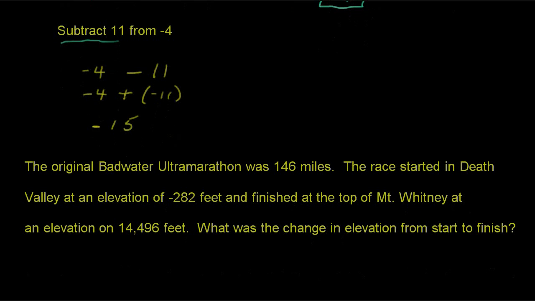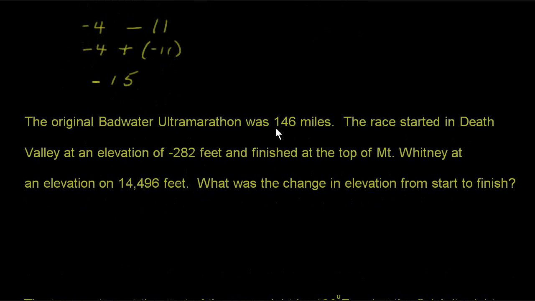Next problem is a longer word problem. Plenty of words in this one. It says the original Badwater Ultramarathon was 146 miles. The race started in Death Valley at an elevation of -282 feet and finished at the top of Mount Whitney at an elevation of 14,496 feet. What was the change in elevation from start to finish? If you see the word change, we have a subtraction problem.